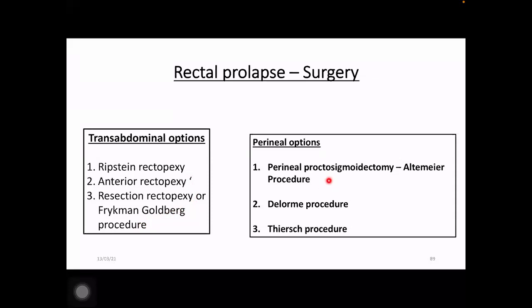What are the perineal options? Perineal operations, when compared to transabdominal, have a high recurrence rate. They are not very good. And what are the three options? Perineal proctosigmoidectomy. Basically, you remove the prolapsed rectum and the redundant sigmoid colon by the perineal procedure. It is called the Altemeier.